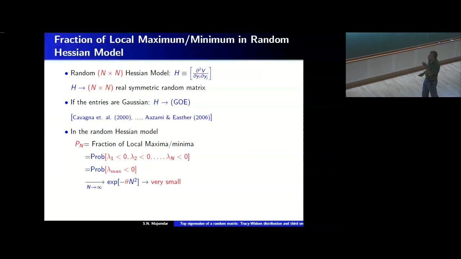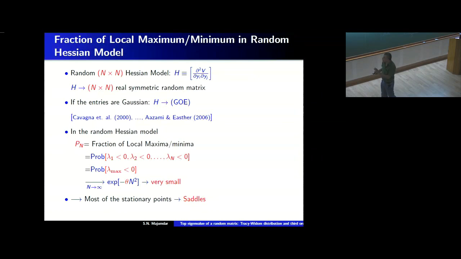And the fact that it is very, very small, e to the power minus theta n squared, means that most of the stationary points within this random Hessian model are saddle points. And only very few are local minima or local maxima, which actually might be good news, because it says that our universe is pretty much a localized minimum, and there is no fear of other universes invading us.